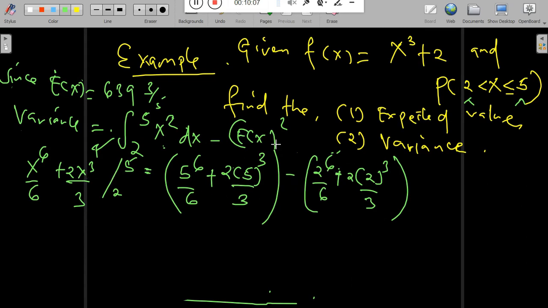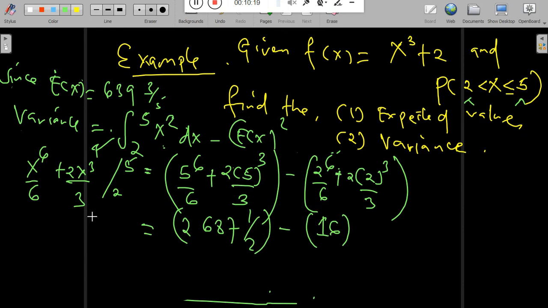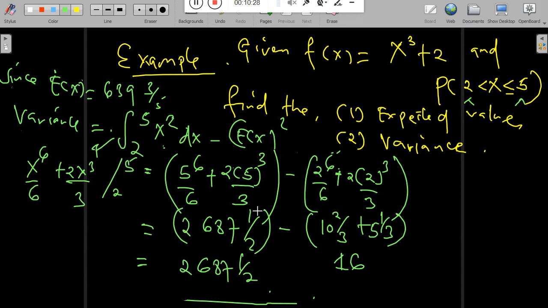So this will give 2687 1 over 2 minus 16. So the given expectation will be equal to 2687 1 over 2 minus 16. So the answer will be equal to 2067 1 over 2.